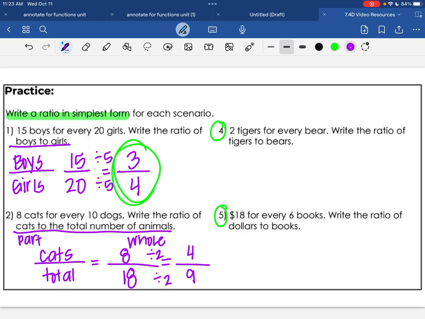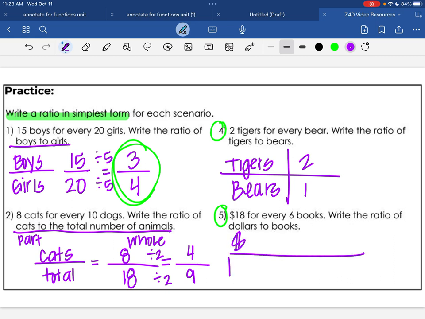All right, so let's take a look at number 4. You should have thought that you were comparing tigers to bears. And there are 2 tigers for every bear. And so since it's already in simplest form, our ratio is just 2 to 1. For number 5, you were comparing dollars to books. And every $18, you can buy 6 books. And when you scale that down, you get that it's $3 for 1 book. And so this is your simplest form of your ratio.